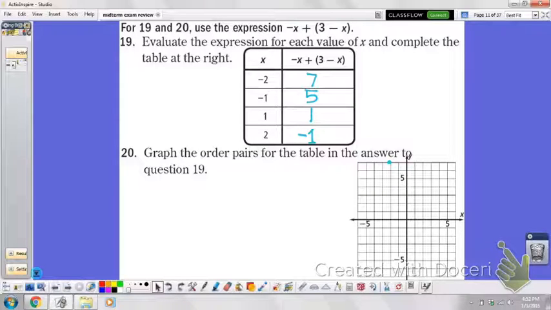Then I need to graph negative 1, 5. I go to the left 1, up 5, putting me right there. I need to graph 1, 1, so I go over 1, up 1, putting me right here. And then I have over 2 and down 1 right here. And then I can connect those, giving me a nice, not like that, a nice line.